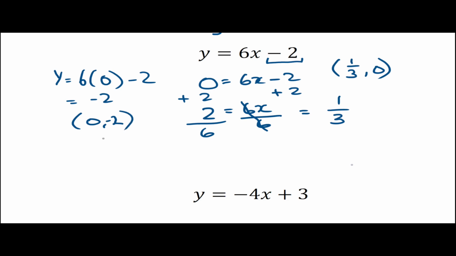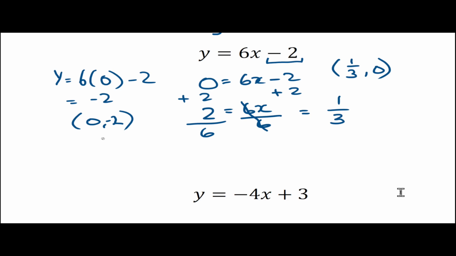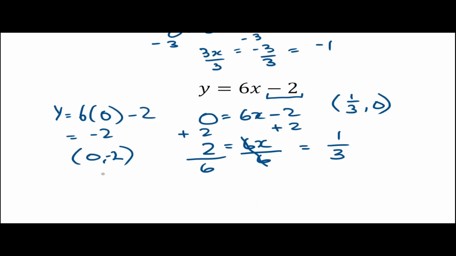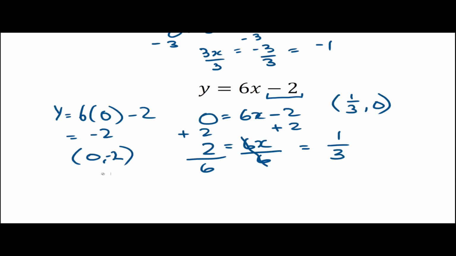And again, let's do it on our spreadsheet. So it was 6x minus 2. So I'm going to say to this one here, take whatever's in the cell next to it, and then take 2 away from that.